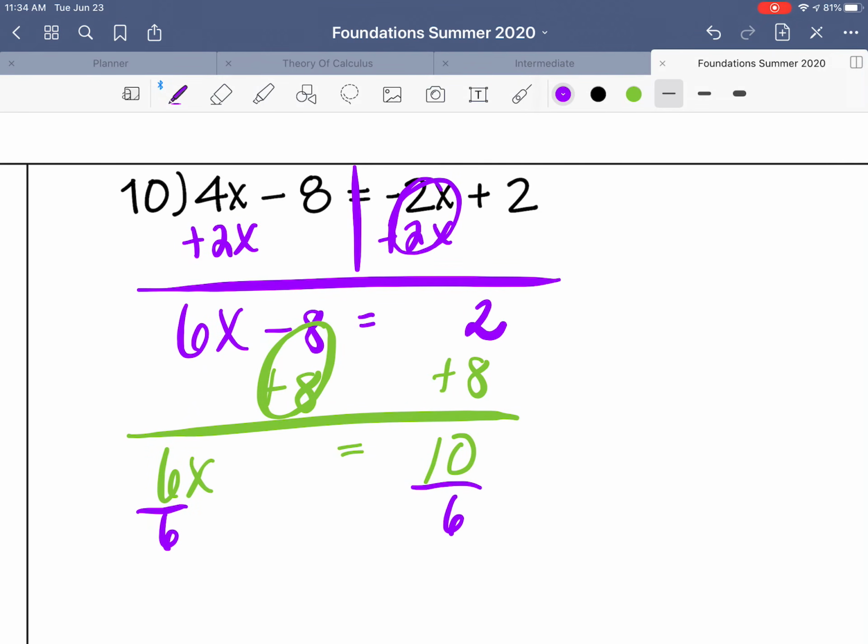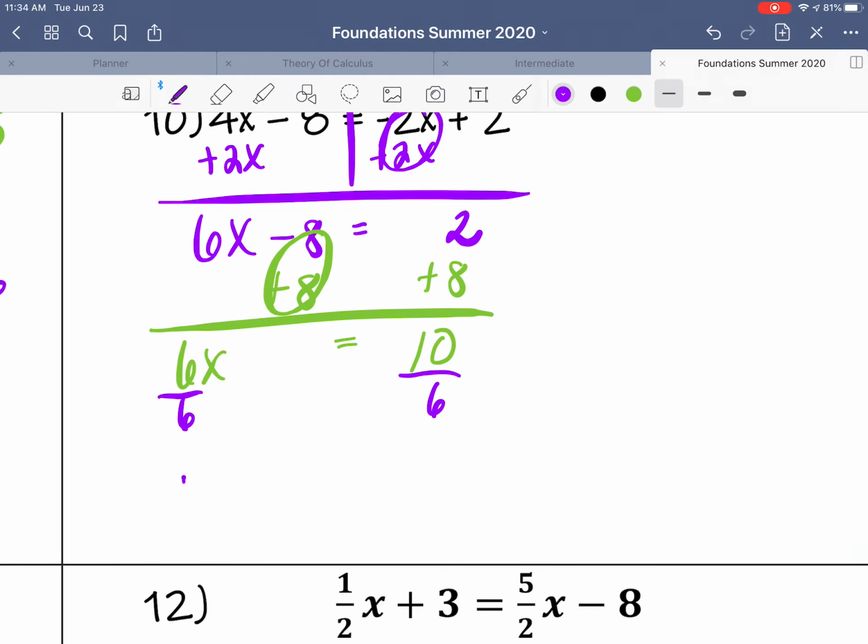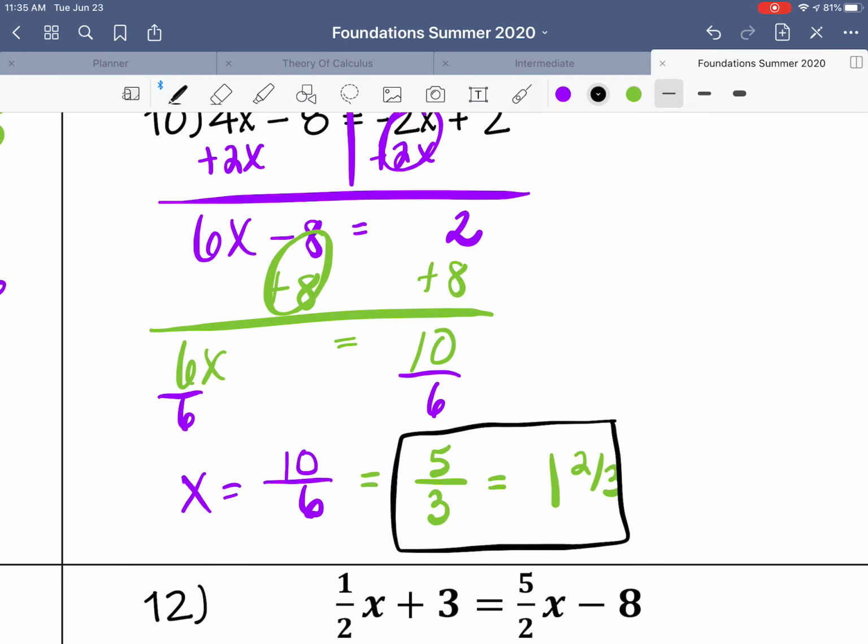Last step. Divide by 6 or multiply by 1/6. And we get 10 over 6, which reduces by 2 to be 5/3, or as a mixed fraction, 1 2/3. Either of these should be okay. Oops, I marked out my answer. There we go.